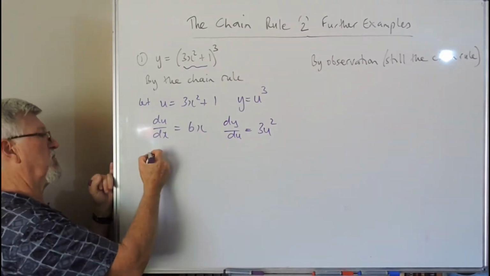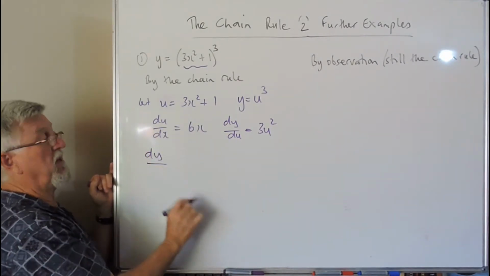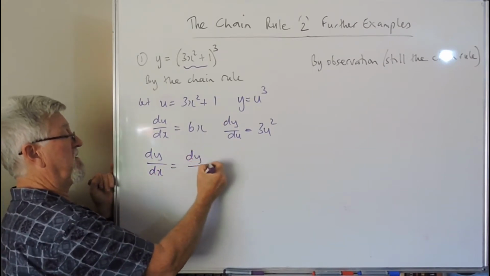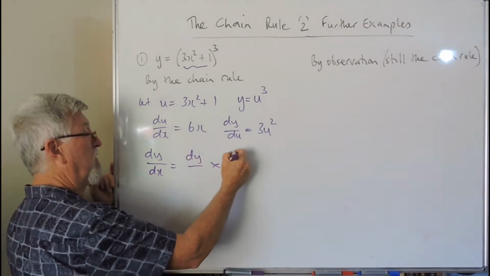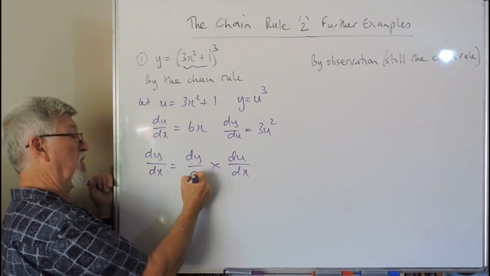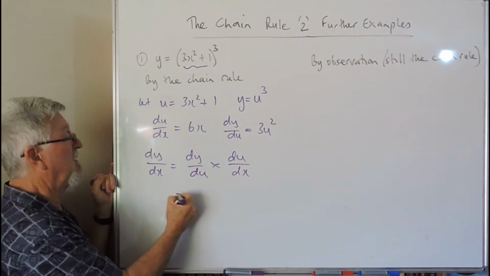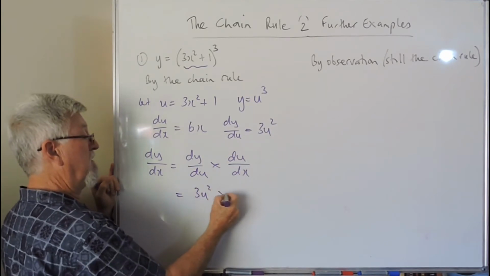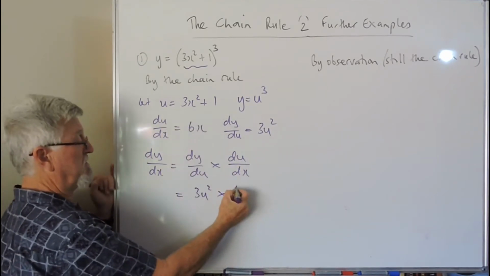Now in comes the chain rule. I didn't want du dx, I didn't want dy du, I wanted dy dx. So there's how I write the dy dx, and I can put whatever letter I want here, as long as I put it on the top and on the bottom. So dy du, get the right one in the right place, is 3u squared. And du dx is 6x.